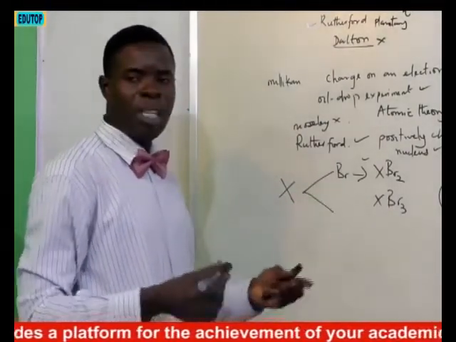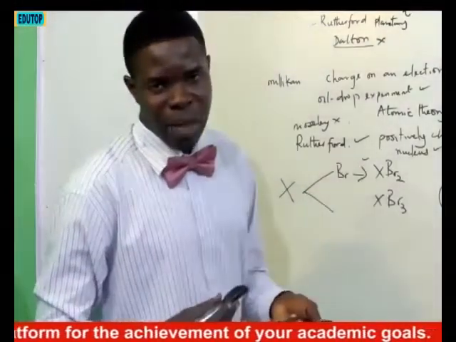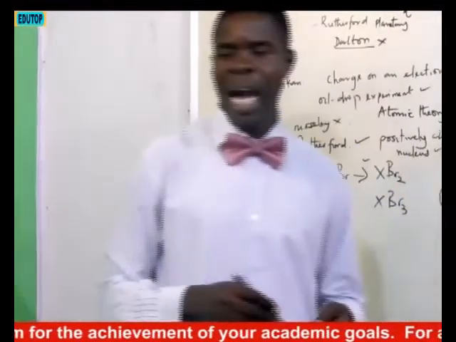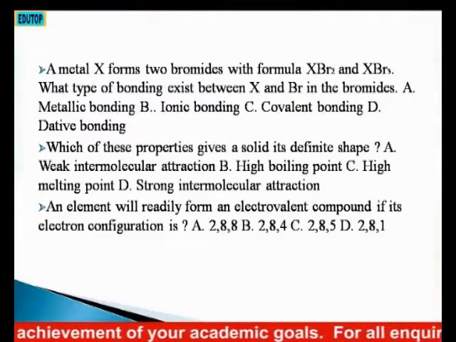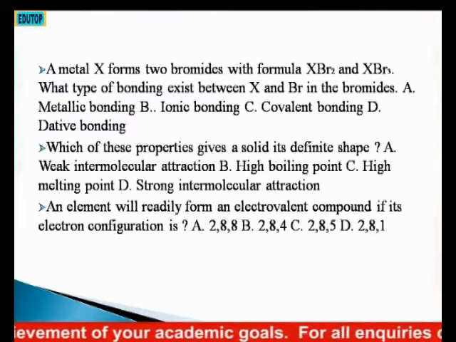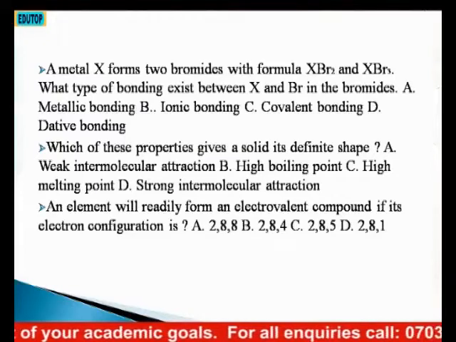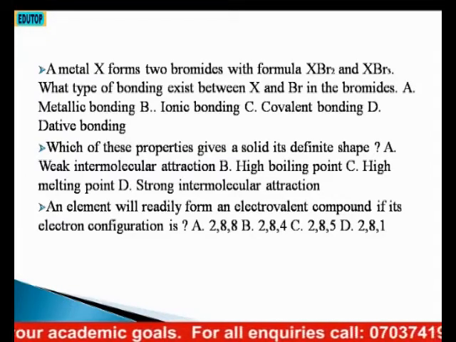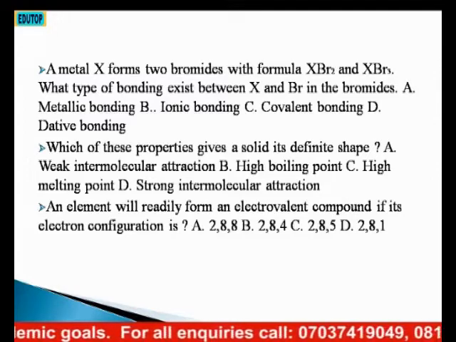A transition metal is still a metal, and this is a non-metal. So the bonding between a metal and non-metal is what? Electrovalent bonding. So the answer here will definitely be electrovalent bonding. Which one would be suitable? A. Metallic bonding. B. Ionic bonding. C. Covalent bonding. D. Dative bonding. So it will be no other option rather than what?